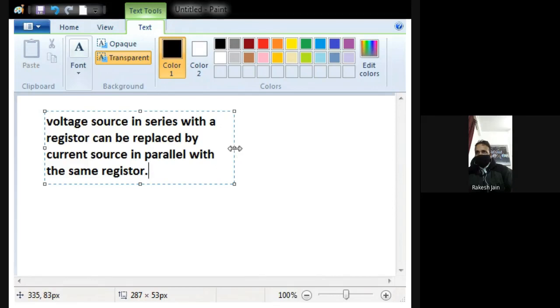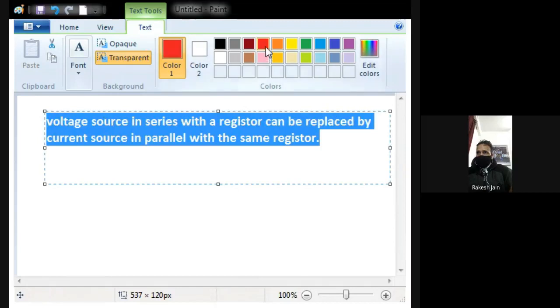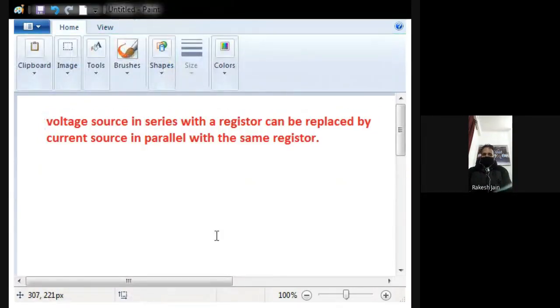What is the meaning of this one? Whenever any voltage source is in front of you in series with a resistor, we can replace it by a current source in parallel with a resistor. The resistor value is same, but the current source value will be I is equal to V by R.